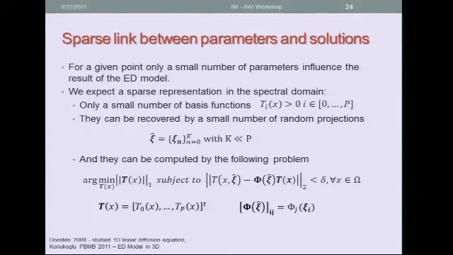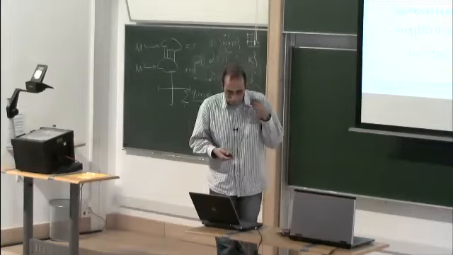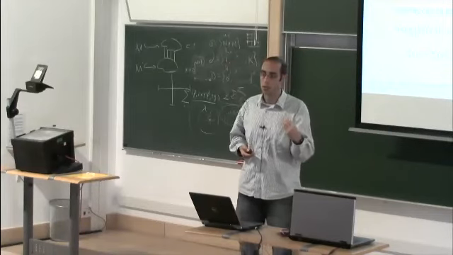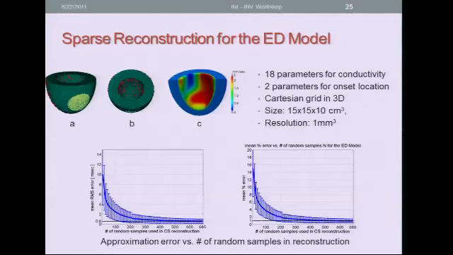For a given point on the observations, we don't really expect all the parameters to influence the solution. So therefore, we expect a sparse representation in the spectral domain. And this sparse representation gives us the ability to compute these basis functions, or approximate these basis functions, using only a small number of random projections of the model solution. So what does this mean basically? This means that for a high-dimensional problem, say a 20-dimensional problem and a complex geometry with a high-resolution grid, we can compute the spectral basis functions and the spectral representation of this PDE using only a few hundred random projections.